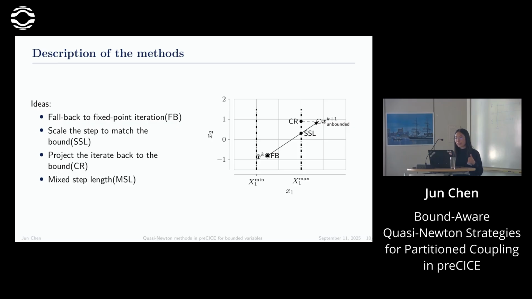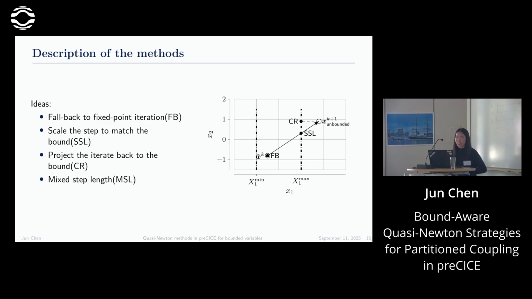We can either discard the whole update and do a fixed point iteration at this iteration, or we scale this step so that we keep the direction of the update but still stay in the bound. We can also project the iteration back to the bound, in which case we will change the direction of the update.